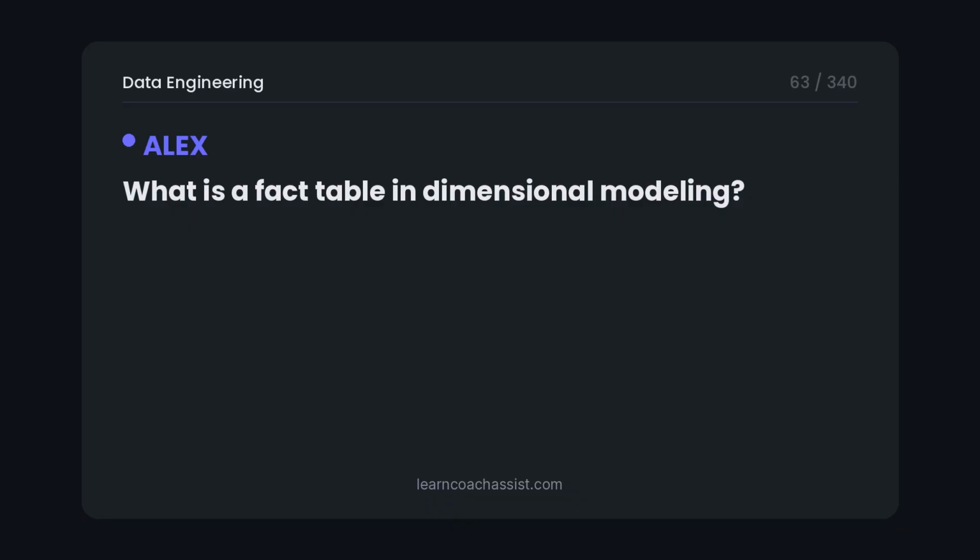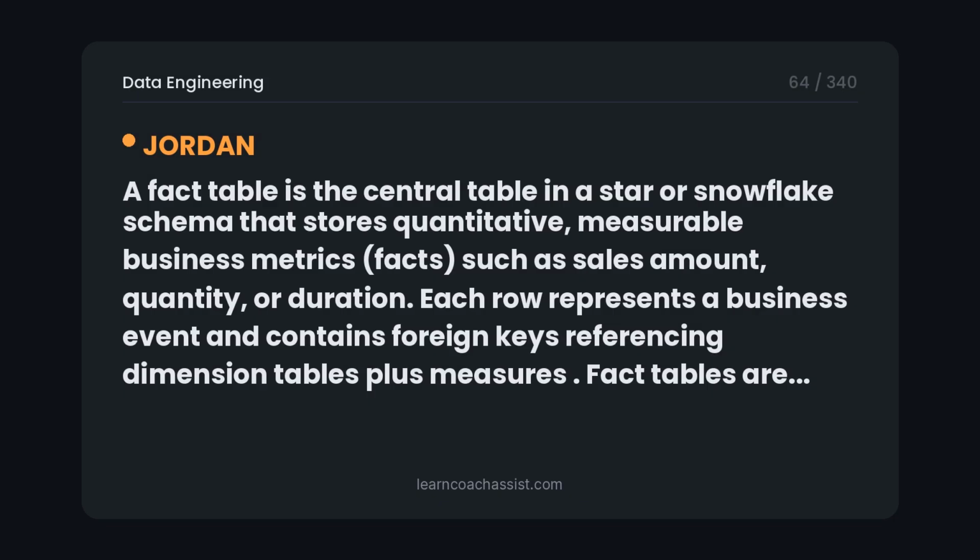What is a fact table in dimensional modeling? A fact table is the central table in a star or snowflake schema that stores quantitative, measurable business metrics, facts, such as sales amount, quantity, or duration. Each row represents a business event and contains foreign keys referencing dimension tables plus measures. Fact tables are typically the largest tables in a data warehouse.